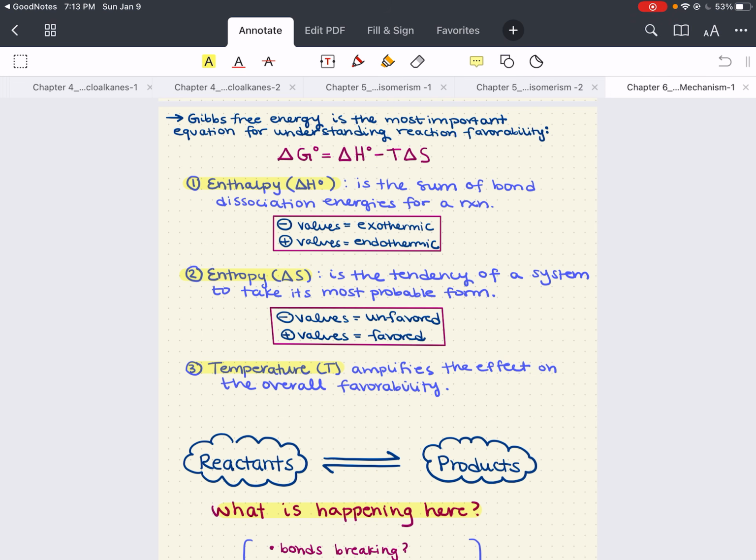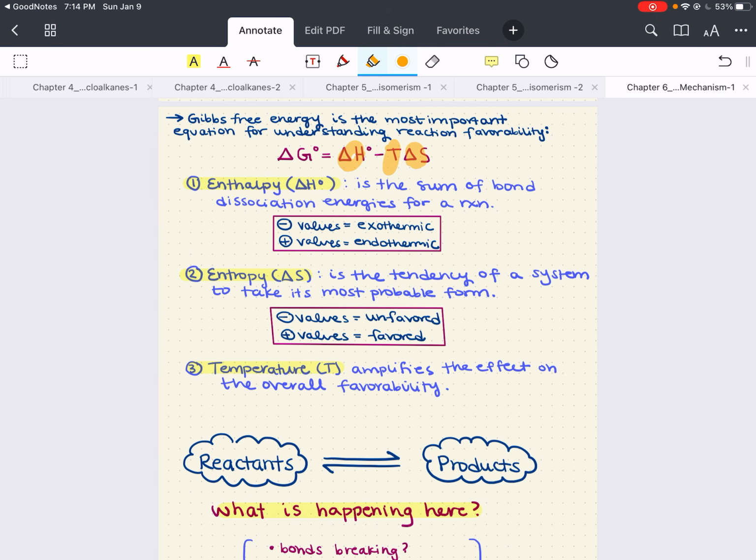In order to understand this, we're going to have to begin by exploring each term in the equation. All right, delta H in our Gibbs free energy equation is enthalpy. It's the enthalpy term. Enthalpy is the sum of bond dissociation energies for a reaction. When we have negative values, we say the reaction is exothermic. If we have positive values, we say the reaction is endothermic. Delta S, the term delta S in our Gibbs free energy equation, stands for entropy. It's the entropy term. And entropy is the tendency of a system to take its most probable form. And then T, of course, is temperature.